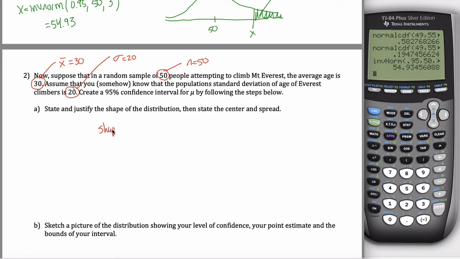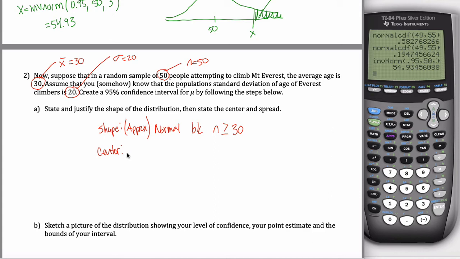Sure. Shape is approximately normal. How do you know it's approximately normal? It doesn't say anything in here about the shape being approximately normal. It doesn't tell you about the parent distribution. But it does tell you that the sample size is large, and when the sample size is large, the sampling distribution shape is approximately normal, regardless of the shape of the parent distribution. So approximately normal because n, which is 50, is greater than or equal to 30.